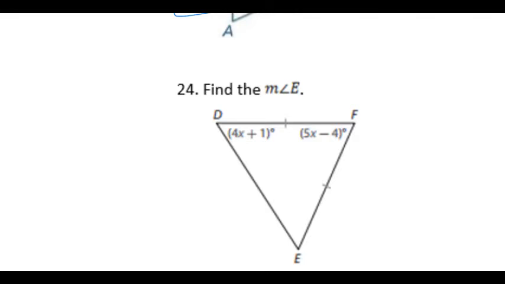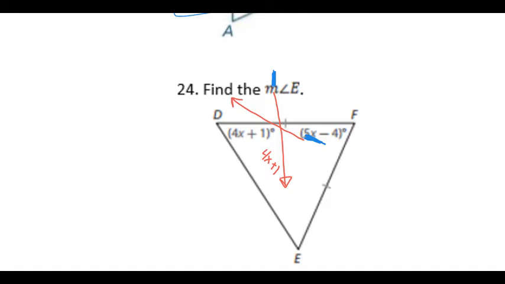Problem number 24 has DE congruent to FE. We have another isosceles triangle. If we mark from one congruent side to the angle that is across, we know that angle E measures the same as angle D. And angle D has a measurement which is 4x plus 1. So both of these angles measure the same.